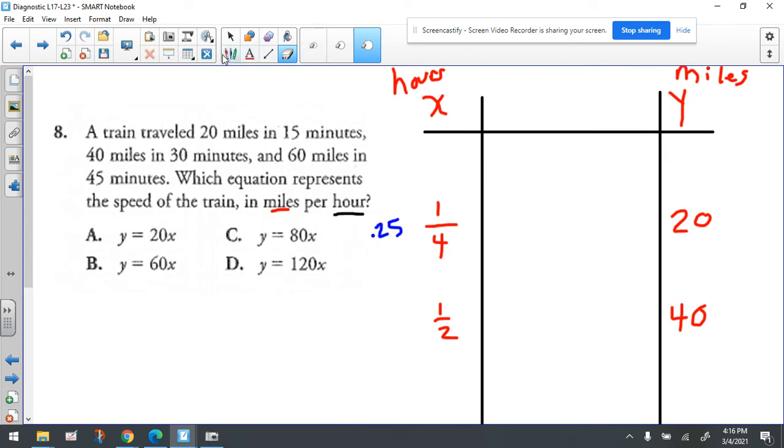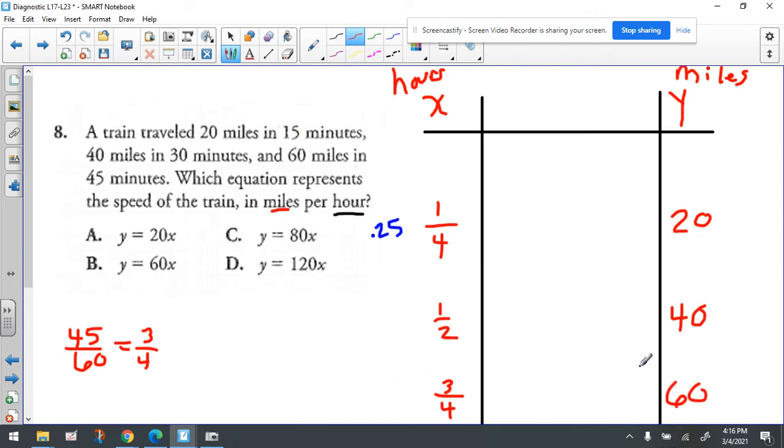All right, so the next little nugget that we have is we're going to go 60 miles in 45 minutes. So if we think about 45 minutes, that's 45 out of 60, and that equals, in simplest form, 3/4. So in 3/4 of an hour, we're going to end up going 60 miles. So let's put the 60 over here. Now, they're asking us which equation represents the speed of the train in miles per hour. So we have to explore each one of these options. Let's look at option A first.